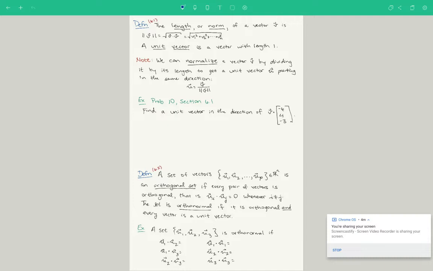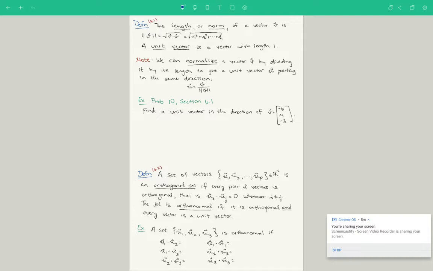And we call something a unit vector if it has length 1. So something we might want to do is normalize a vector. We might want to say, I like the direction that this vector is pointing, but I'd like it to have a magnitude of 1 instead of whatever magnitude it has. And we can normalize a vector, that is, turn it into a unit vector by dividing it by its own length. So we can get a unit vector pointing in the same direction if we take that vector and divide it by its length.